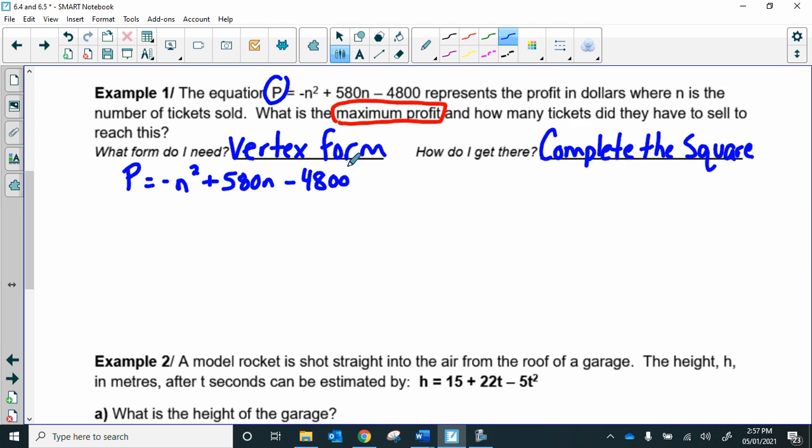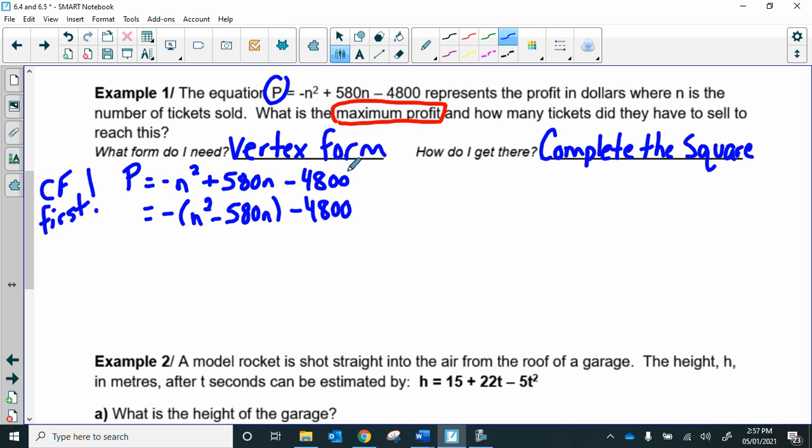So in order to do that, we need to make sure that our a value is 1. I can't find that perfect square, the magic number, unless my a value is 1. So we always need to common factor first if our a value is not positive 1, which means in this case I'm just taking that negative out of the first two terms. Okay, so I took the negative out of the first two terms.